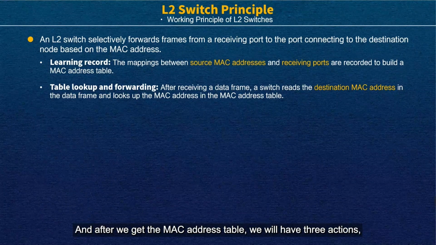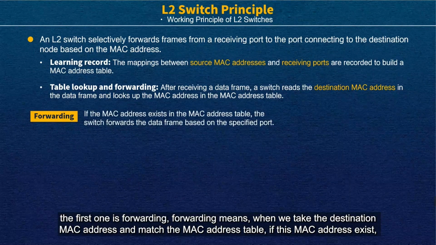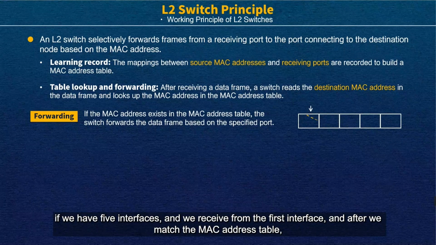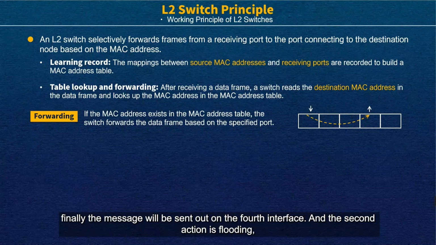After we get the MAC address table, we will have three actions. The first one is forwarding. Forwarding means that when we take the destination MAC address and match the MAC address table, and this MAC address exists, we directly forward the message out through the specific port. For example, if we have 5 interfaces, and we receive from the first interface, and after we match the MAC address table, finally the message will be sent out on the 4th interface.